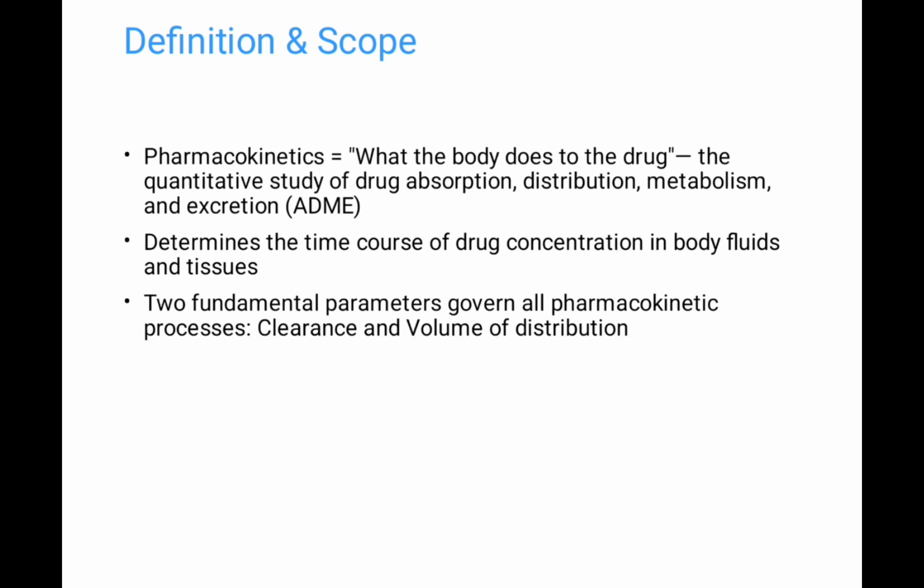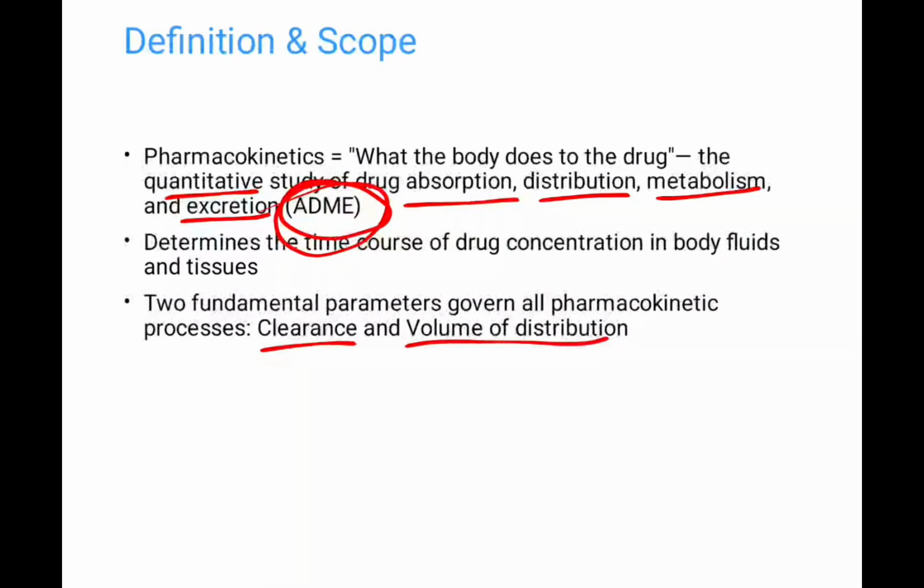Pharmacokinetics is the quantitative study of a drug's absorption, distribution, metabolism, and excretion. It is referred to as the ADME study. ADME, that is absorption, distribution, metabolism, and excretion. It determines the time course of drug concentration in body fluids and tissues. There are two fundamental parameters that govern all pharmacokinetic processes, that is clearance as well as volume of distribution. We are going to look at volume of distribution and clearance subsequently with other important pharmacokinetic parameters.